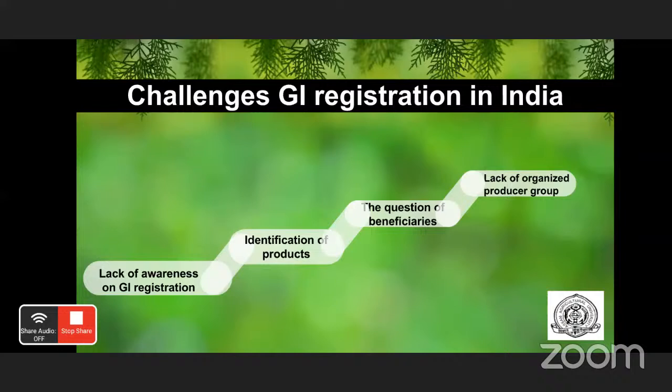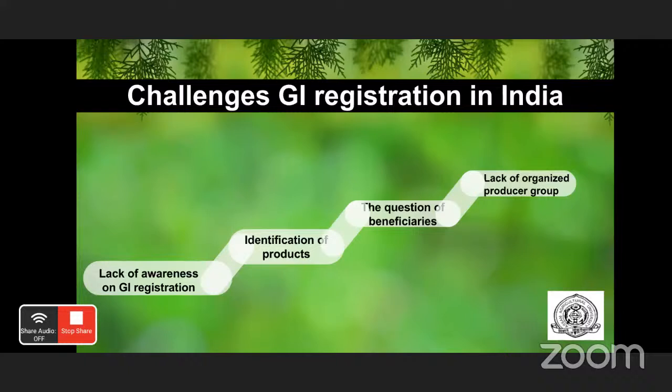Then the question of beneficiaries. Whenever we want to file the GI tag for a particular product, immediately the question of beneficiaries comes. Who will file the application? Who will be the applicant? Do they have a valid registration? Do they represent the interests of the producers? These things will come. Lack of an organized producer group is another challenging task.